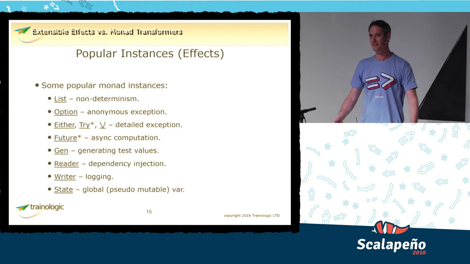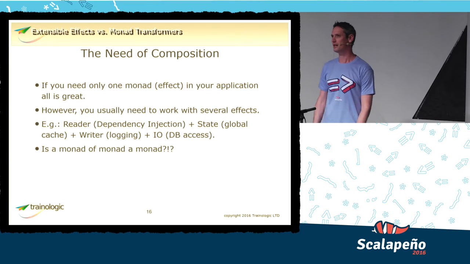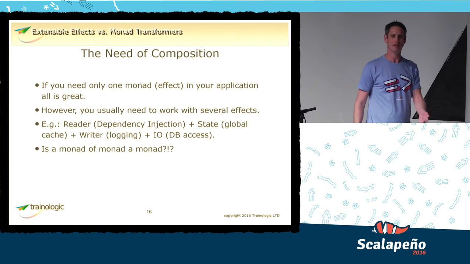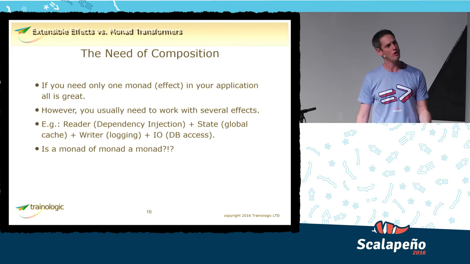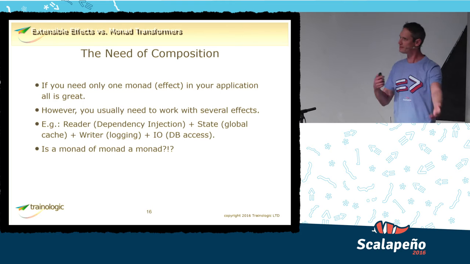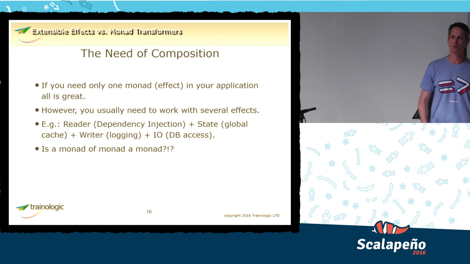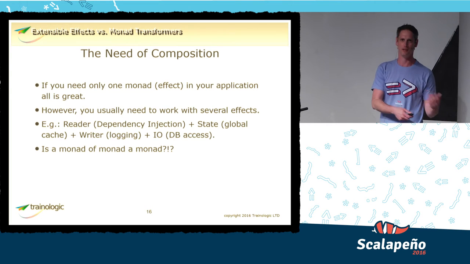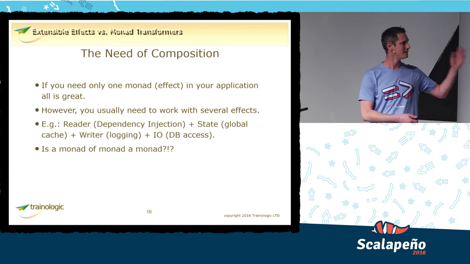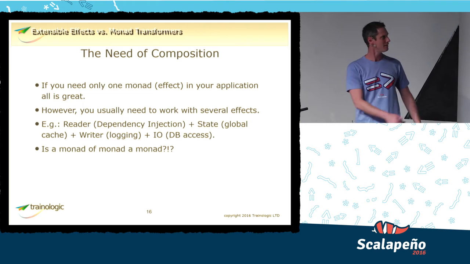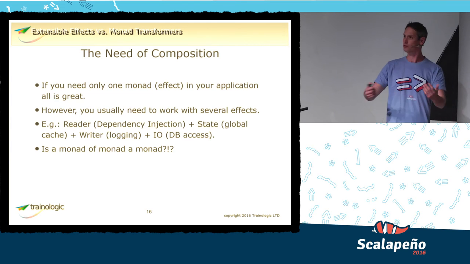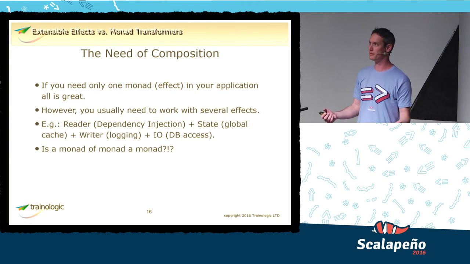What's the problem? The problem is that usually in our application, we don't have a single monad. We are working with options, that's great, but we are also working with dependency injection, the reader, we are working with some global variables like cache or counters, which are the state monad, and maybe do some I/O operations, the I/O monad, and I have several monads, and I want to work with them. And here I have a problem.